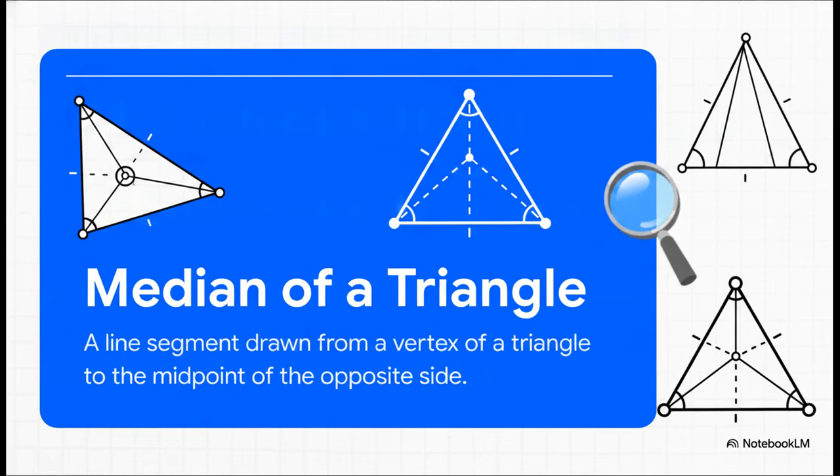And since every triangle has 3 vertices and 3 sides, it naturally follows that every single triangle out there has exactly 3 of these special median lines waiting to be drawn.